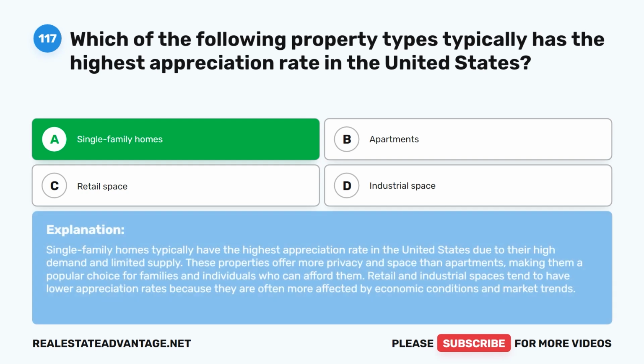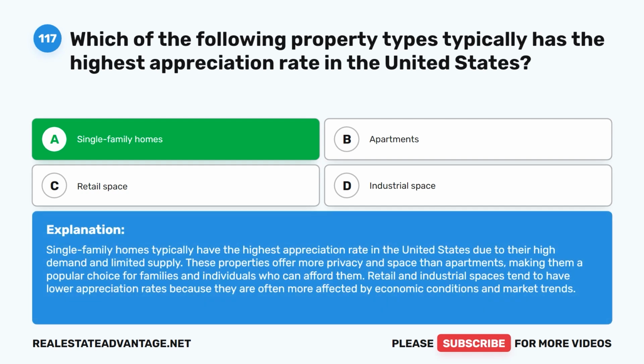Single-family homes. Single-family homes typically have the highest appreciation rate in the United States due to their high demand and limited supply. These properties offer more privacy and space than apartments, making them a popular choice for families and individuals who can afford them. Retail and industrial spaces tend to have lower appreciation rates because they are often more affected by economic conditions and market trends.